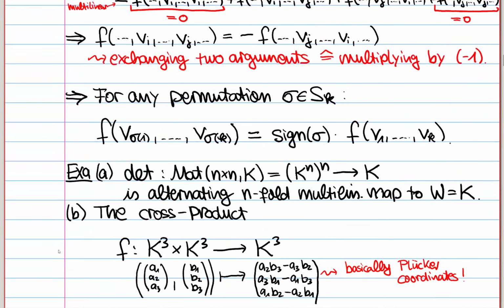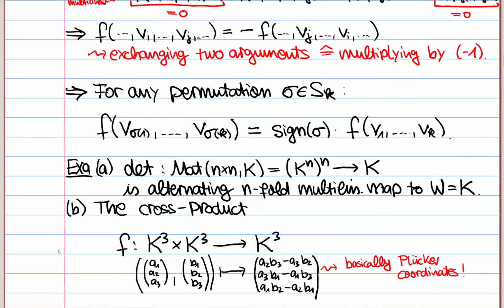Let's look at some examples. One which is very important and which will be used later is that the determinant is such an example. So the determinant takes an n cross n matrix and spits out a number. And you can see this set of matrices as k^n to the n. For example, each entry here could be one of the rows. And then you have n rows. So you take the n rows and spit out the determinant of the matrix. So this here would be the vector space V, this would be W, and the determinant is multilinear in the rows. That's one of the properties we know.